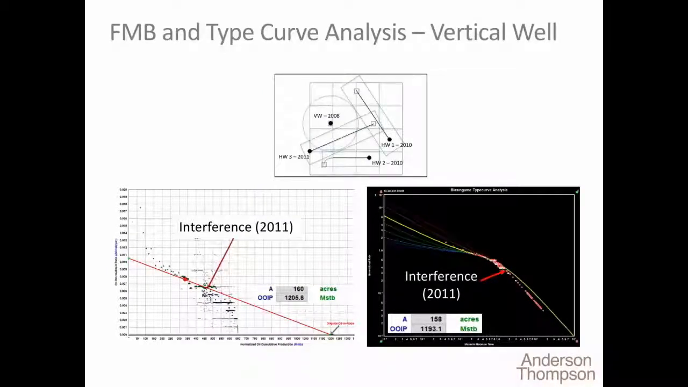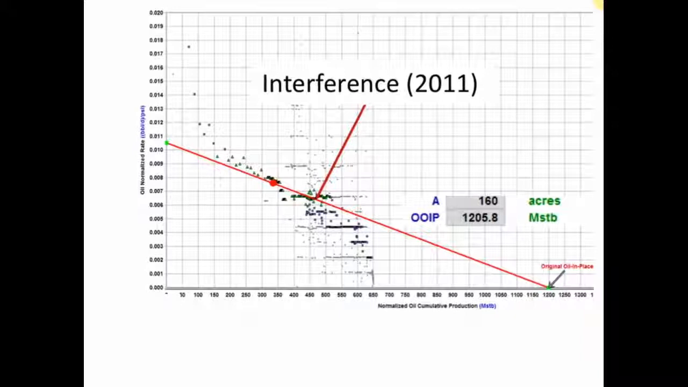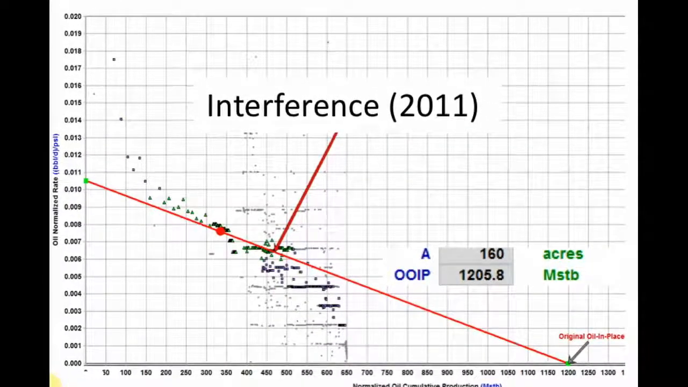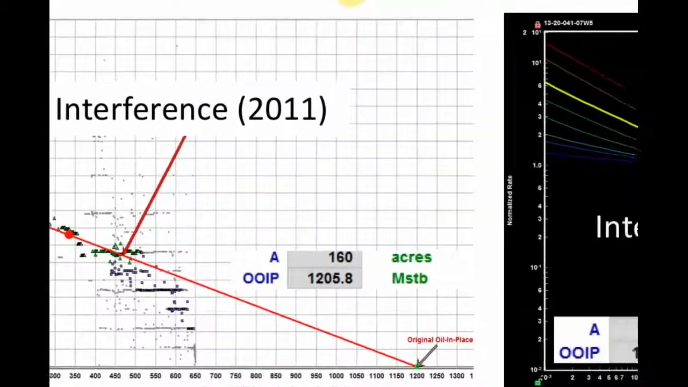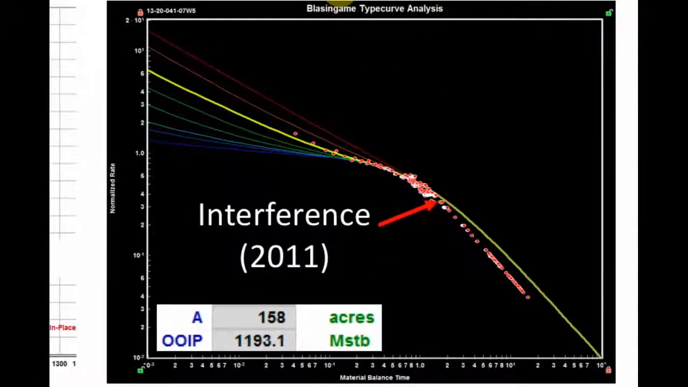Here we can see in the flowing material balance in the bottom left-hand corner that there is an interference effect indicated in the data at exactly the same time when the new well came on stream. And that's indicated by the data coming off that straight line and hooking down. Analogously, on the type curve analysis to the right-hand side, we can see productivity loss exhibited in the data as we come off that type curve and we're no longer on unit slope. So in this case, the RTA could identify this quite quickly.